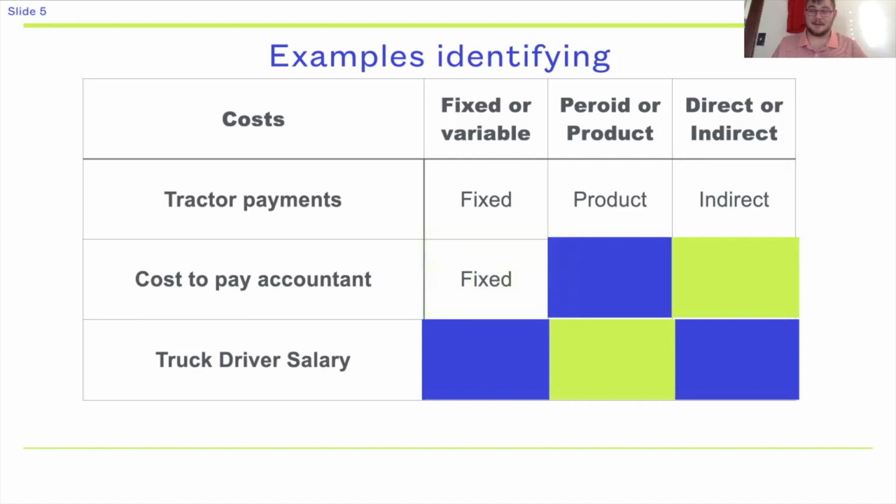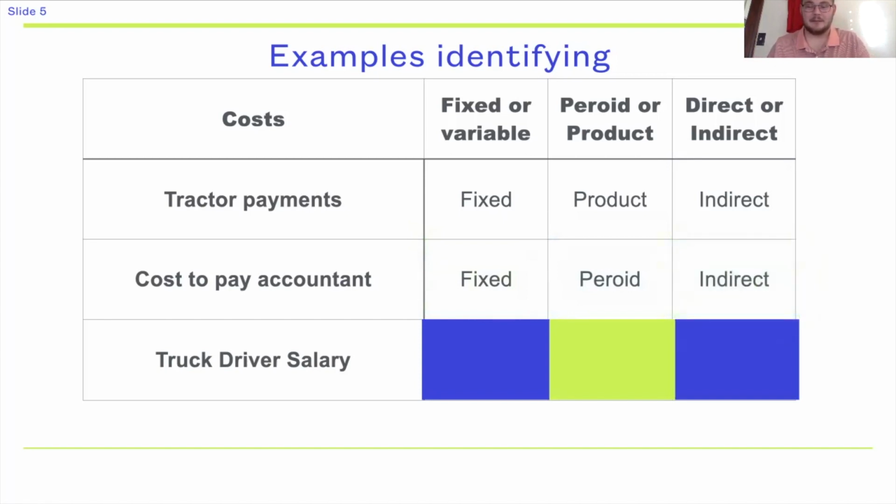So the cost to pay our accountant is going to be a fixed cost as well. It does not change based on how many acres we harvest. This is going to be considered a period cost. I mean, it's not directly vital to creating the product, and it'll be expensed at the end of the period. That's why it's a period cost. And this is also indirect for the same reasons. Next, we'll go down to the truck driver salary.